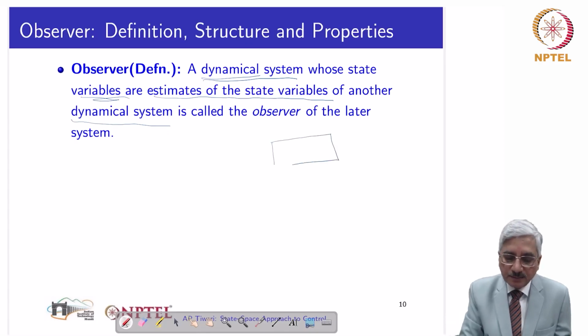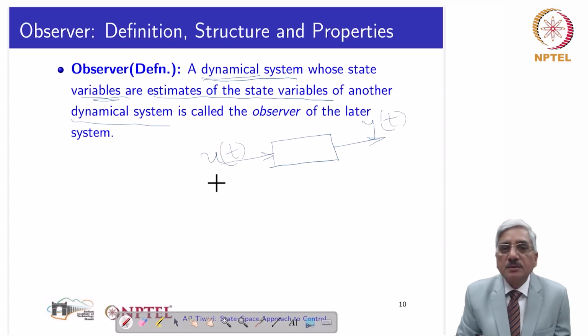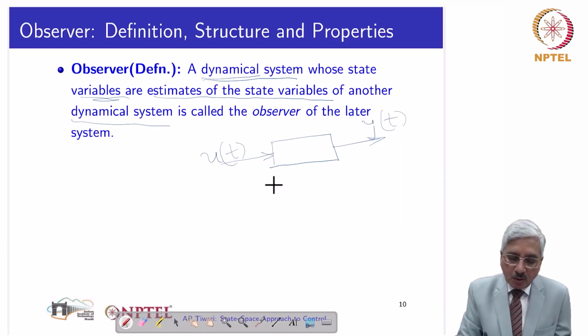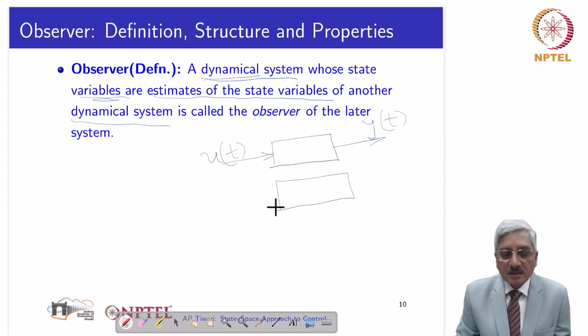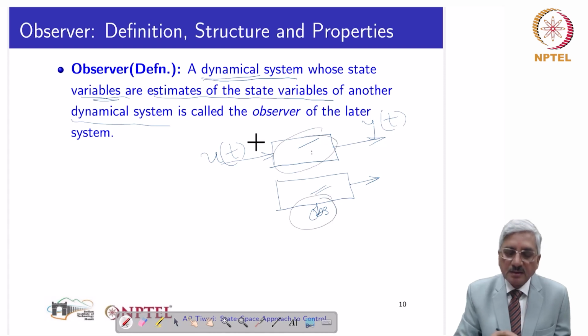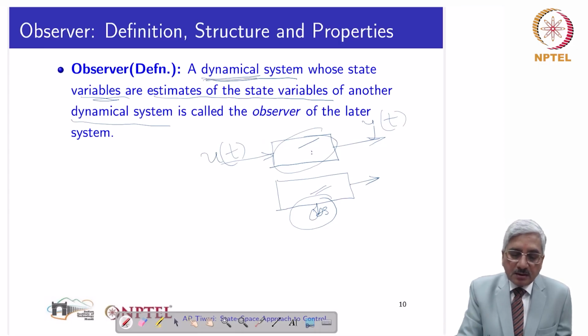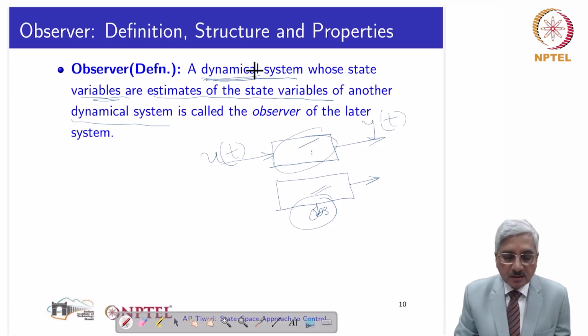So basically we have a system, and U and Y are its respective input and output. This system description is available. Its states are to be estimated. So we have to make a system which is called an observer. This is a dynamical system. This observer is also a dynamical system, and it will generate the estimates of the states of this system. That is the intent. And it ought to be a dynamical system.